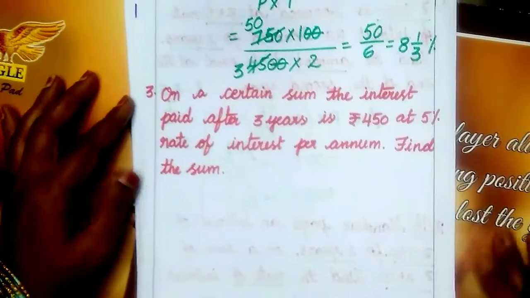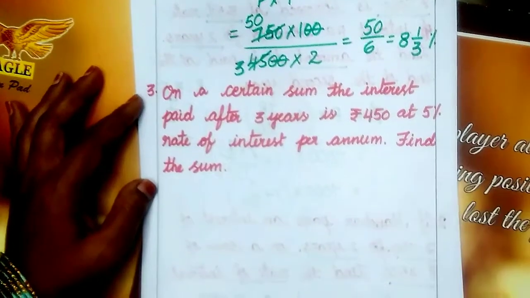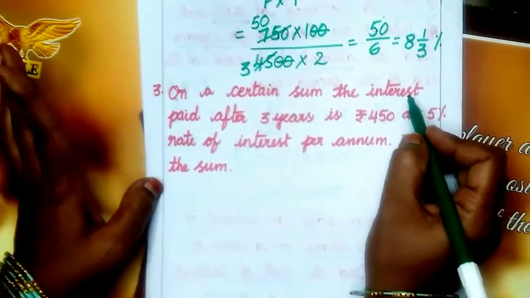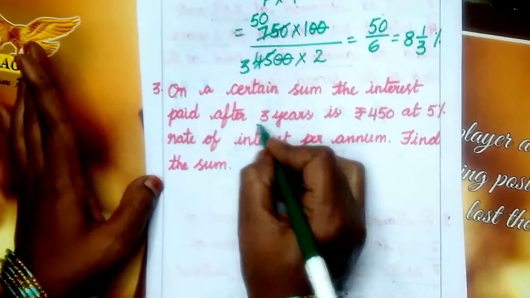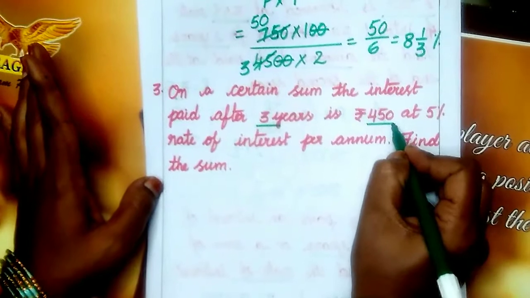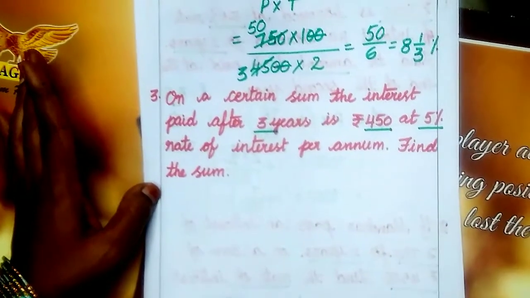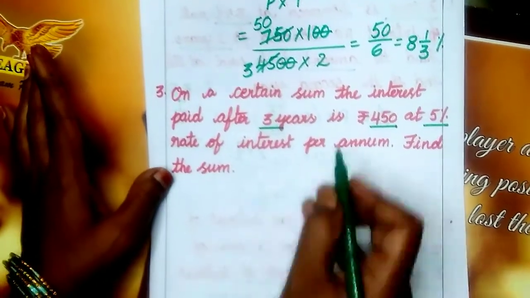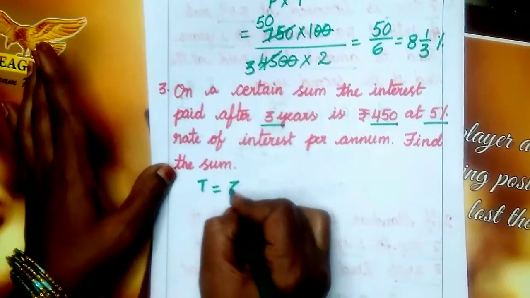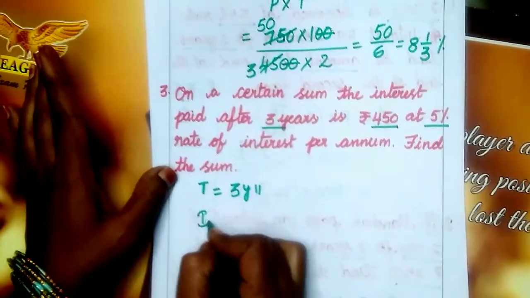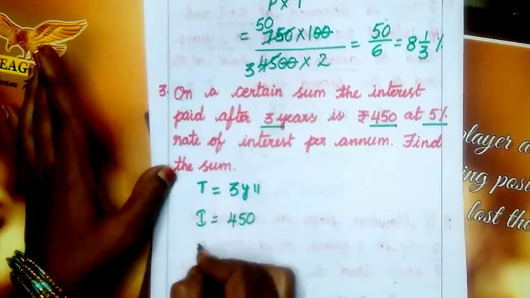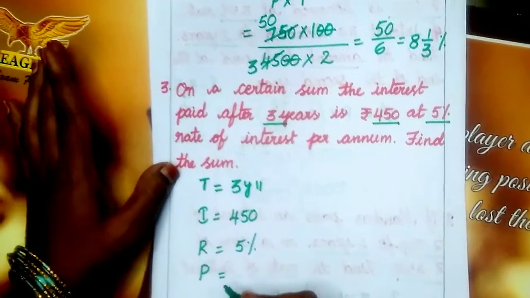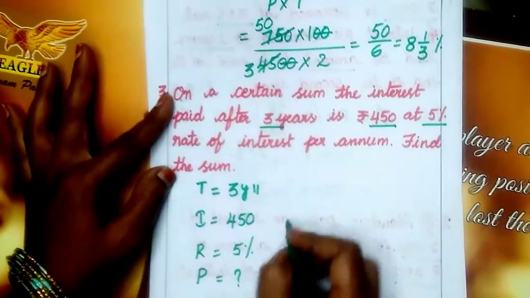In the same way, next question: on a certain sum, the interest paid after 3 years is 450. Certain sum means we don't know the sum or principal. Interest paid after 3 years, that is the time period. Interest paid is 450, at 5% rate of interest. Find the sum, which is nothing but we have to calculate the principal. So what is given here? T is equal to 3 years, interest is 450, and rate is 5%. And the principal we have to calculate here.